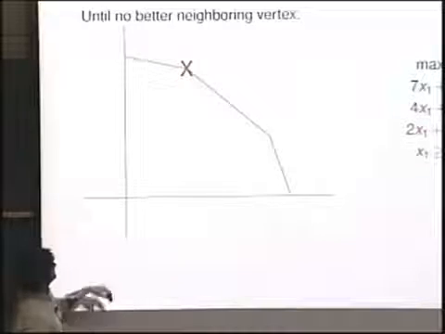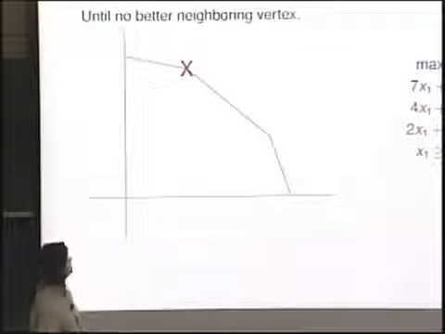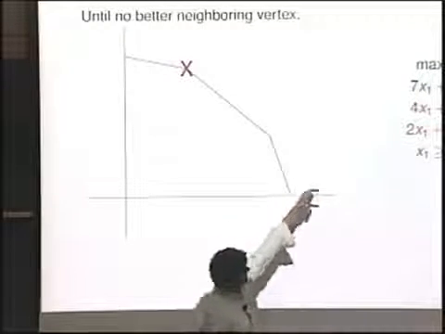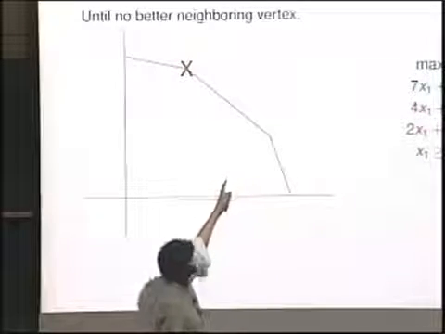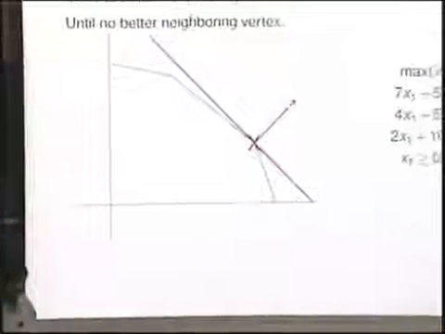Okay, so that way you're still improving, right? x1 plus x2 goes up, so that vertex is better. And the particular inequalities hold with equality at this point. Okay, and finally we get there. How do we know it's optimal?